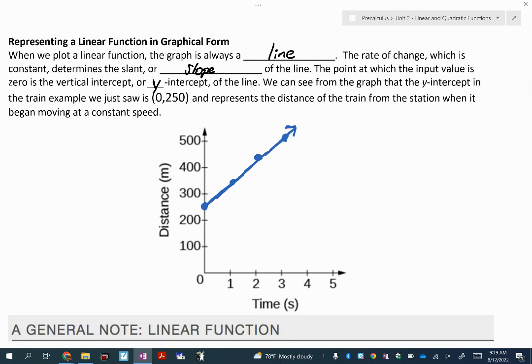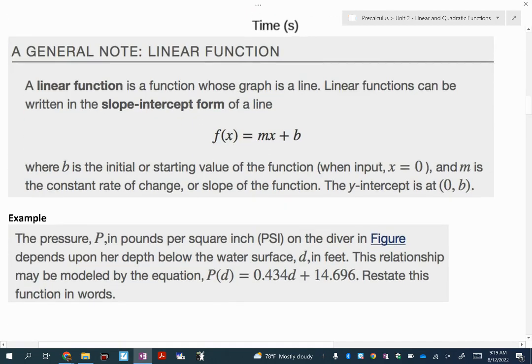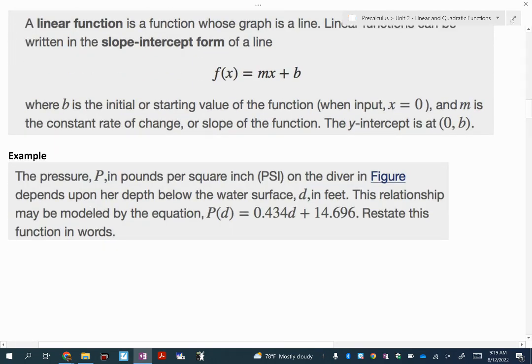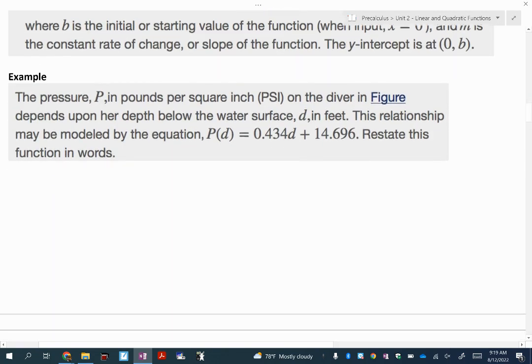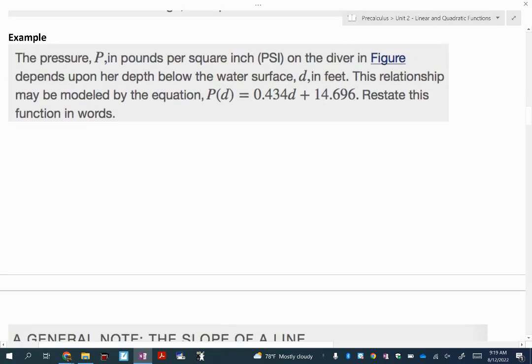Okay. So now let's talk a little bit about this idea of interpreting what these functions might be. They give us an example here where the pressure, capital P in pounds per square inch, or PSI, on a diver depends upon her depth in the water, which is d in feet. So they've given us the function that models this, and it wants us to essentially interpret it. So when I do this, I always interpret.